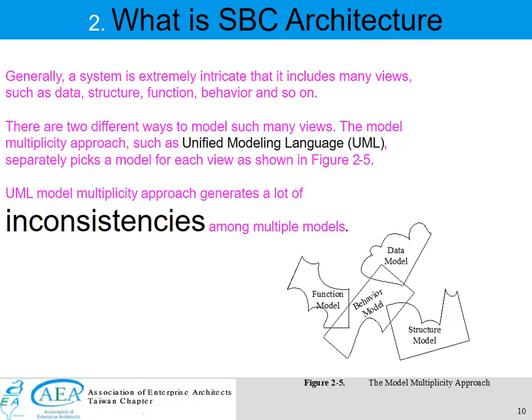Chapter 2. What is SBC architecture? In general, a system is very complicated, so it includes many views. There are 2 different ways to model such many views. The first one is called the model multiplicity approach, such as UML. It separately picks a model for each view, as shown in Figure 2-5. The UML multi-model approach will generally allow inconsistencies among these multiple views.